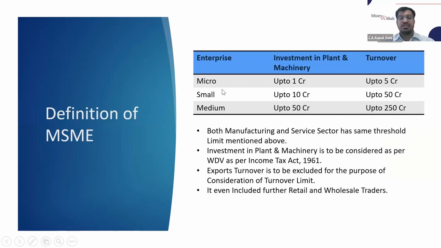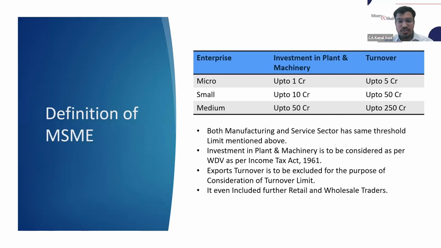Now coming to the definitions. What is a micro, what is a small, and what is a medium enterprise? MSME is basically a consolidation of micro, small, and medium enterprises, as its name resembles. Now there are specific limits that have been provided. Previously the limits were something else. Now even those limits have been amended by the government. What the government is trying to do is cater more and more enterprises into the same, so that everyone gets the benefit of it.